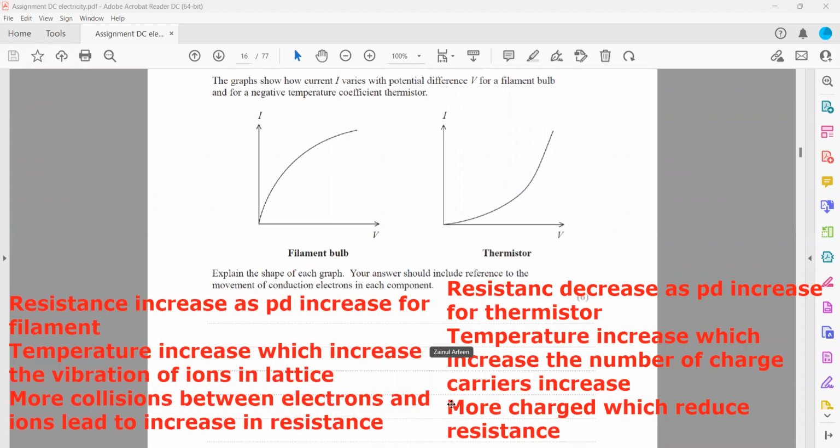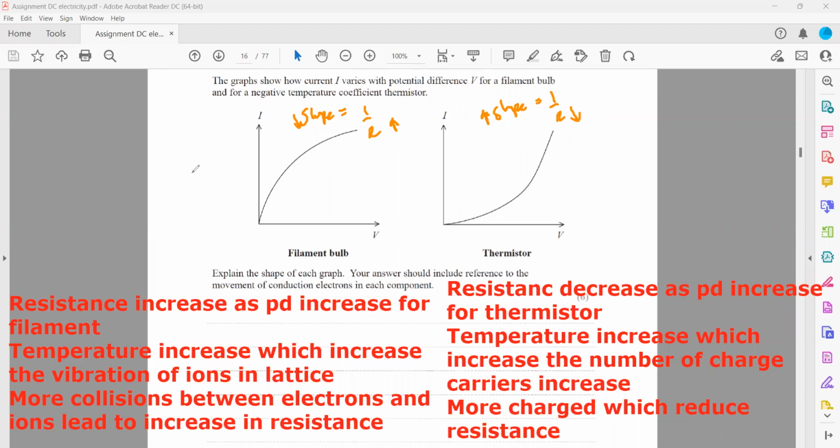The two graphs, how do we explain what happened? Because the slope is representing the reciprocal of the resistance. In the other one also, the slope is the reciprocal of the resistance. So what happened when we increase the voltage? As you can see, the slope is decreasing, so resistance increases. Here, when we increase the voltage, the slope is increasing, it means the resistance decreases. If the slope decreases, resistance increases; slope increases, resistance decreases. That's the first point.